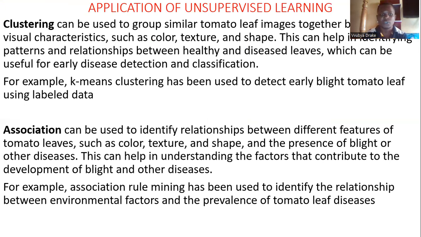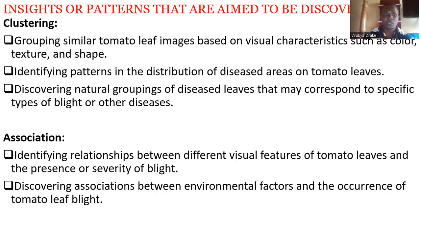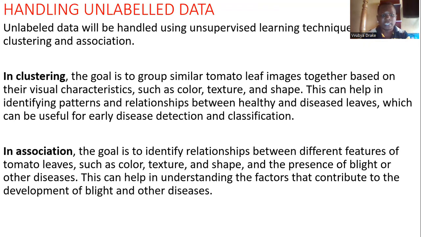So clustering can be used to group similar tomato leaf images together. Then with association, to identify relationships between different features of tomato leaves, such as color, texture, and shape, and the presence of blight or other diseases. So for insights, you have clustering, which groups similar data, then association, which identifies relationships between different visual features of tomatoes, as already talked about. Then handling data: this is unlabeled data, so you're going to use clustering and association to group the data together.